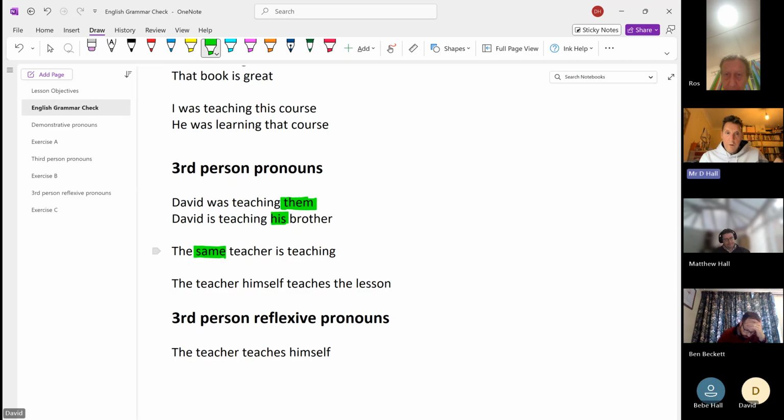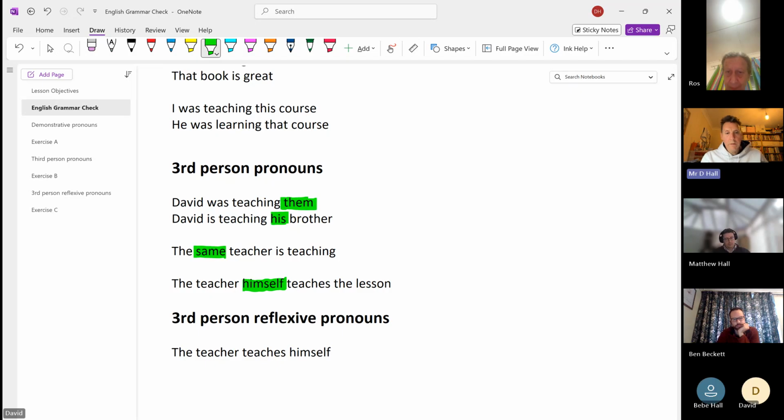So we're going to look at a word for the same, and then there's two uses, which we'll come to just one of them now, which is the teacher himself teaches the lesson. So here, this is sort of an emphatic adjective, we might say. So it's emphasizing, isn't it, that the teacher himself is doing this, as opposed to, I guess, somebody else doing it. So we've got the same, which is a word which we're just going to look at, and himself.